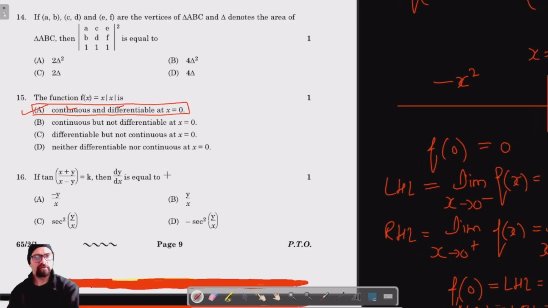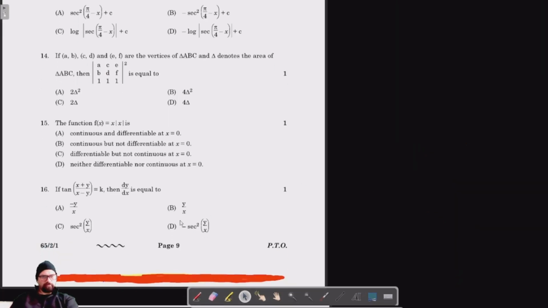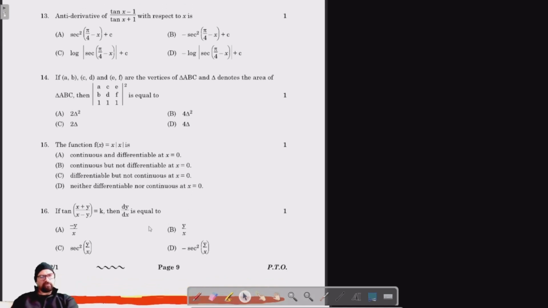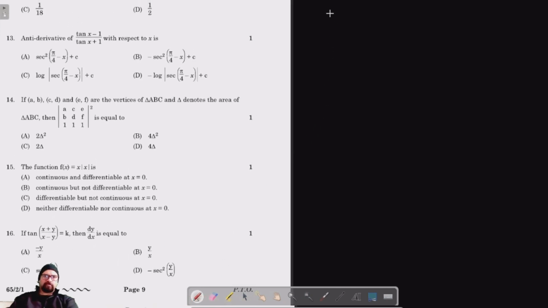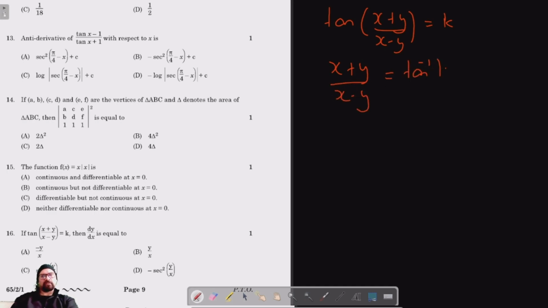Let's move on to question number 16. For question number 16, we have to find differentiation of y with respect to x when tan of (x plus y upon x minus y) is equal to k. So it's given that tan of (x plus y upon x minus y) is equal to k. Now this can be written as x plus y upon x minus y is equal to tan inverse k.